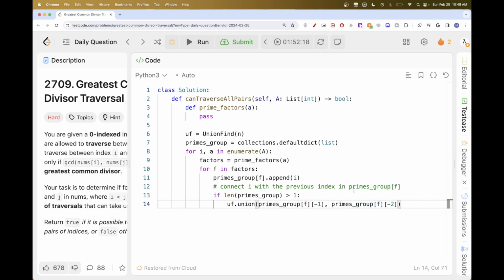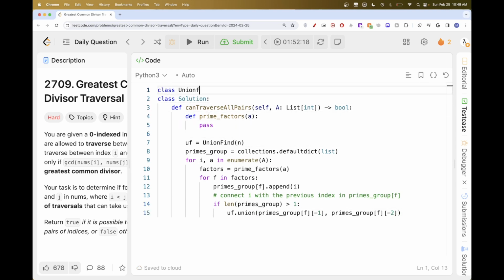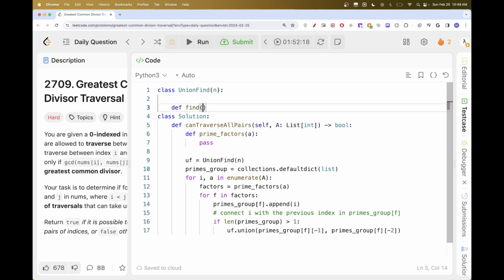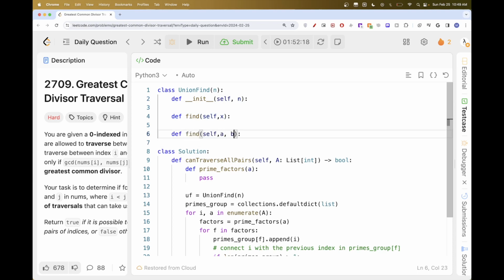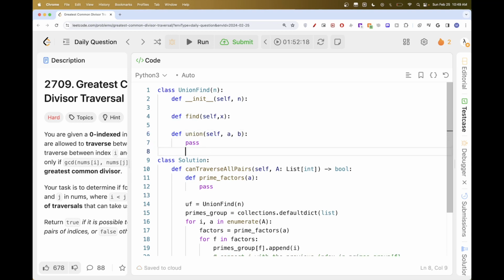We'll define the union find in a moment, but this is the core idea here. So let's just define our class UnionFind. It will take n, but we will need to define 2 functions. The init function, which gets passed the number of elements, and then a find function, which takes just an element, and then we need to find the union of 2 elements, which is going to be of A and B. This is going to be the union. We'll do all of these in a moment, but for now let's just do pass like this.